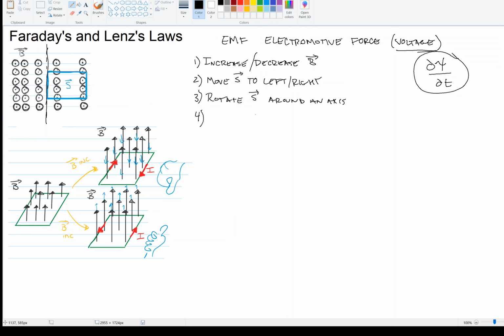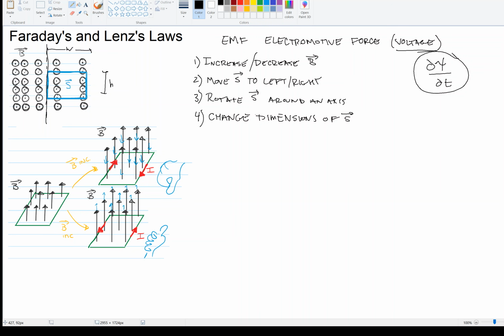And a fourth way I see is that we could just change the loop. We could change the dimensions. Although this is less practical, it turns out. We could change the dimensions of S. So maybe we have some sort of loop that is able to be adjusted on the fly. So maybe its height and its width we can play with somehow, right? And so if we can change the dimensions of the loop, and if we decrease one of the dimensions, then the surface area decreases, and then the flux, which is related to the area, would decrease, and so there would be a change in flux that way.